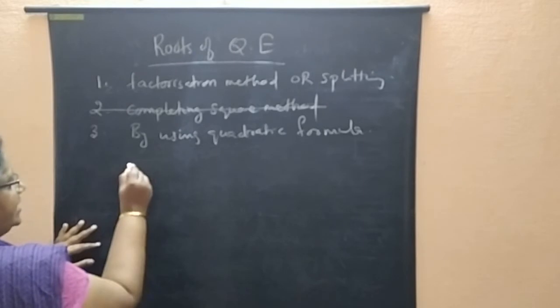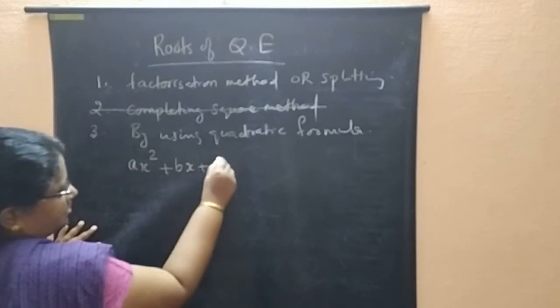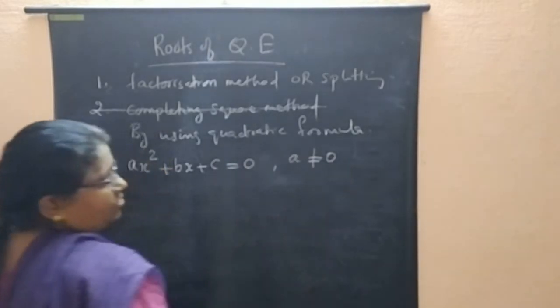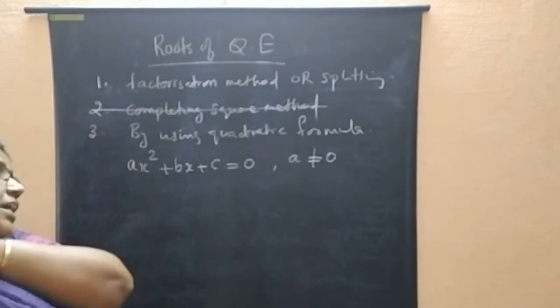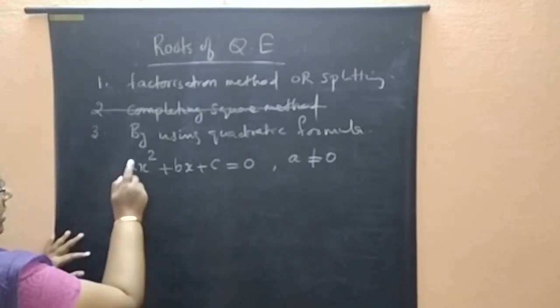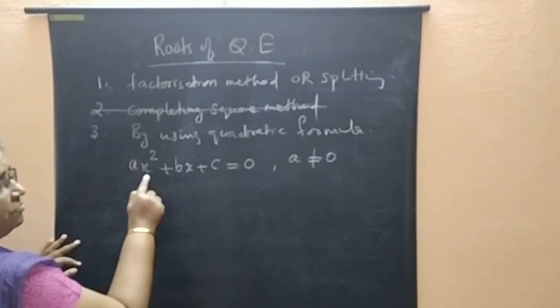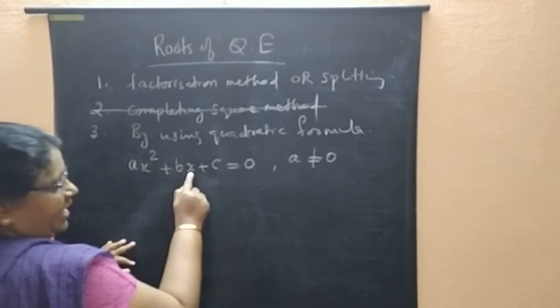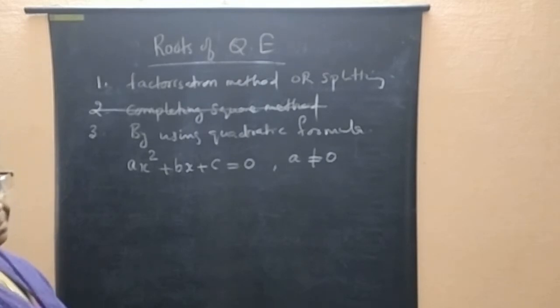If you get a quadratic equation, ax square plus bx plus c is equal to 0, where a is not equal to 0, this is the general form of a quadratic equation. What is meant by a? It is the coefficient of x square. What is b? Coefficient of x. And c is the constant term.